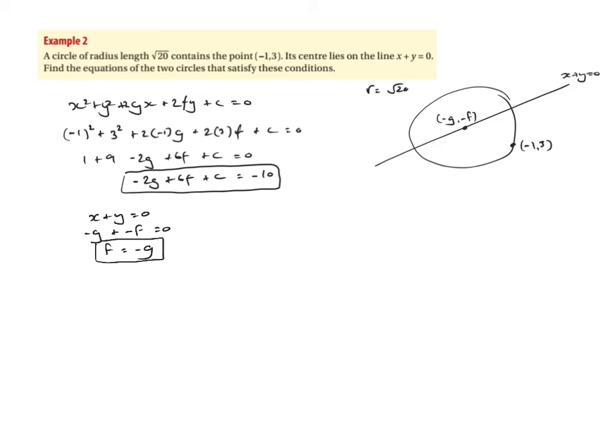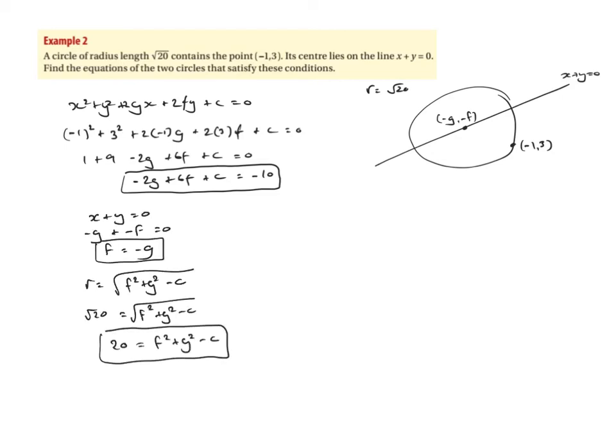For the radius, we know that r is equal to f squared plus g squared minus c, all square rooted. And we've been told that r is equal to root 20. So we've got root 20 is equal to f squared plus g squared minus c, all square rooted. And if we square both sides, we now know that 20 is equal to f squared plus g squared minus c. And that there is our third equation. So you can see here now I've got three equations that have been boxed. And all we do now is we have to solve this 3 by 3 simultaneous equation.